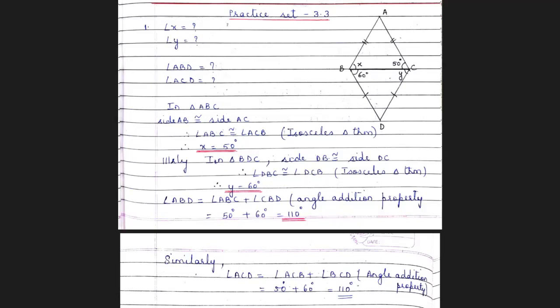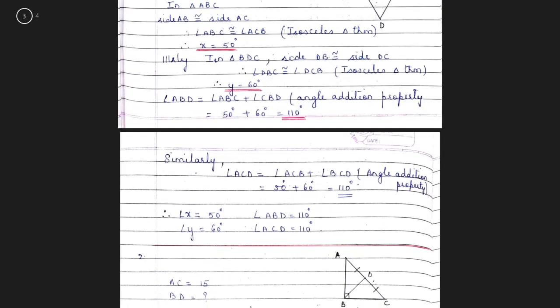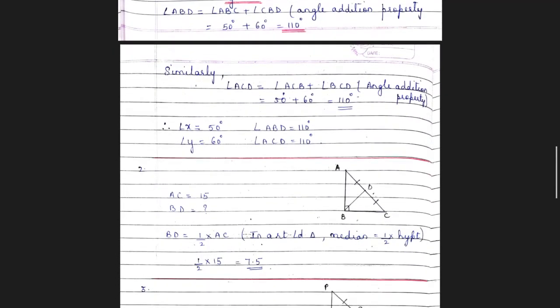Okay. Now for angle ABD, to find it out, we will add angle ABC plus angle CBD by angle addition property. So 50 plus 60, 110 degrees. Similarly, angle ACD is also 110 degrees. Then finally, I have written all the answers together: angle X, angle Y, angle ABD, and angle ACD.